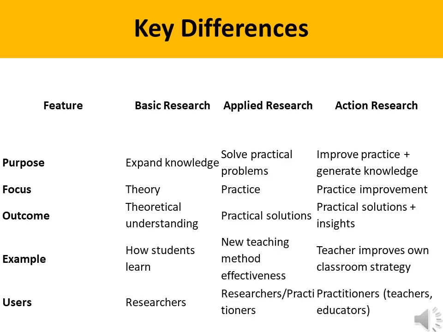Here are the key differences. Basic research is knowledge oriented, focuses on theory, produces understanding. Applied research is problem solving, focuses on practical outcomes used in policy or programs. Action research improves practitioners' own practice. This is cyclical and reflective, produces both solutions and insights. Basically, all three are important in education depending on your goal and context.